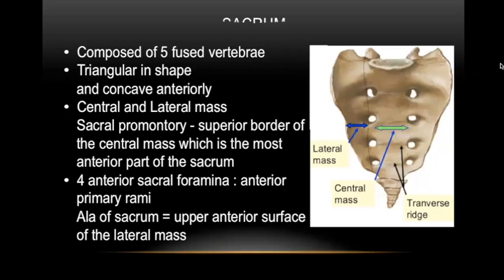Right, next we go to sacrum. Sacrum is composed of 5 fused vertebrae, triangular in shape and concave anteriorly. You have the central mass and lateral mass, and the sacral promontory, which is the superior border of the central mass, the most anterior part of the sacrum, at the very top. For anterior sacral foramina, 1, 2, 3, 4 on each side. And you have the ala of sacrum, the upper anterior surface of the lateral mass here.